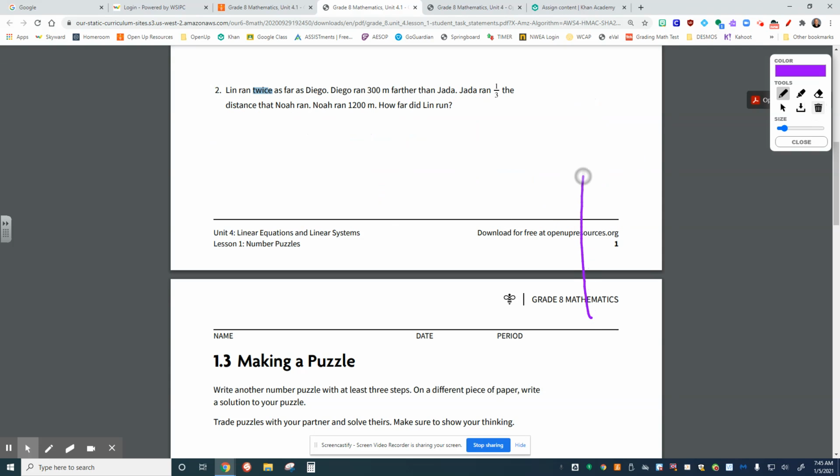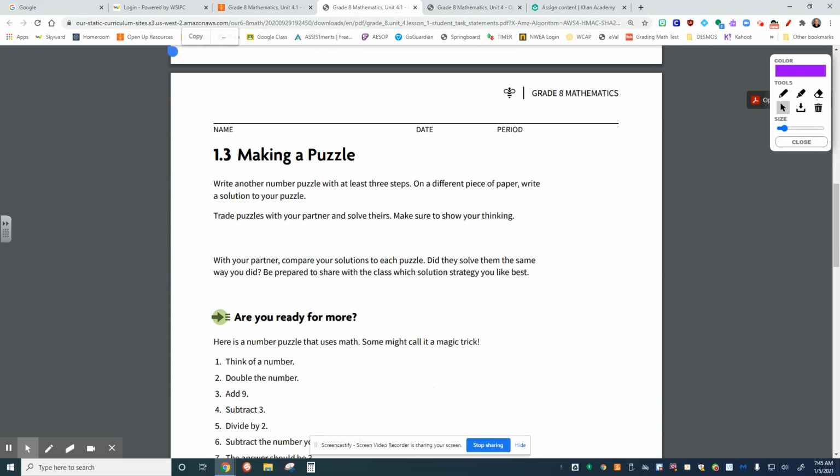Next one. It's your turn to make a puzzle. For this one, we're going to write another number puzzle with at least 3 steps. On a different piece of paper, write a solution to your puzzle, trade puzzles with your partner.